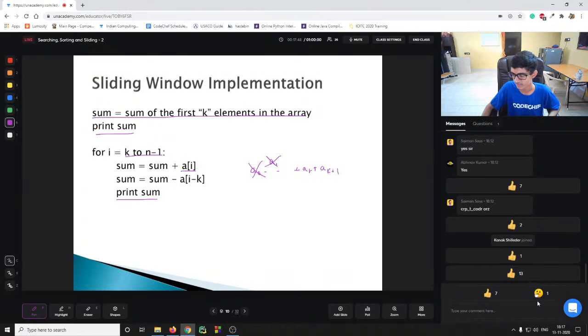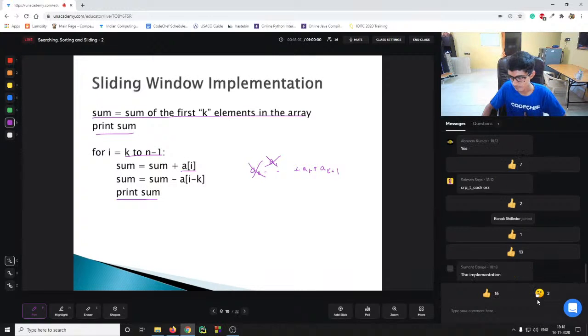Oh, someone didn't get it. So didn't you get the implementation or didn't you get the whole thing? If you could tell me in the comments, that would be really helpful. Okay, the implementation. Okay, let me explain again.